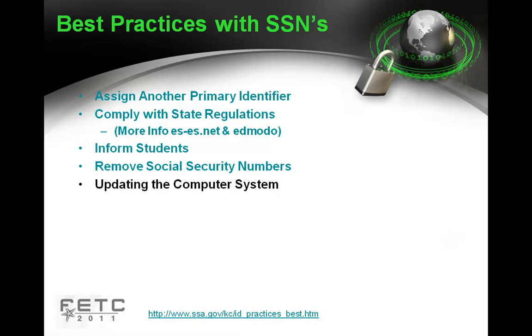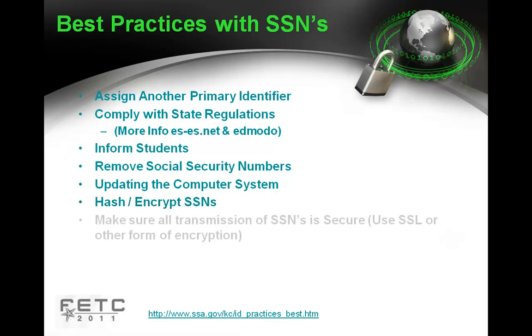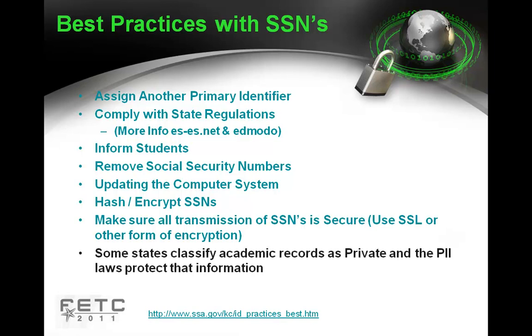Again, they should be hashed when they're stored. Update the computer systems. Make sure they're hashed or encrypted. The Social Security numbers should only display the last 4 digits when you're actually seeing them. Make sure all transmission of Social Security numbers is done through a secure form, no matter how you're transmitting them. And some states classify academic records as private personally identifiable information. Then those laws, the PII laws, stand in effect for those.